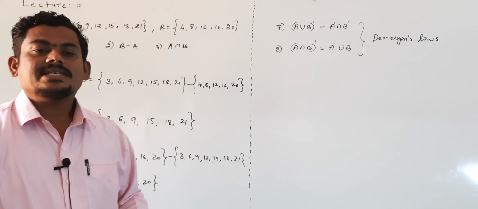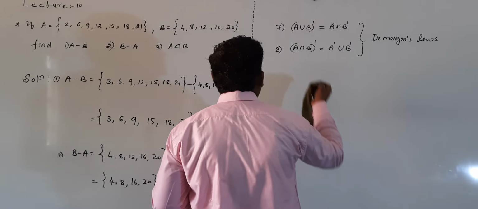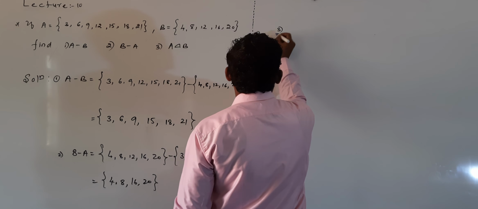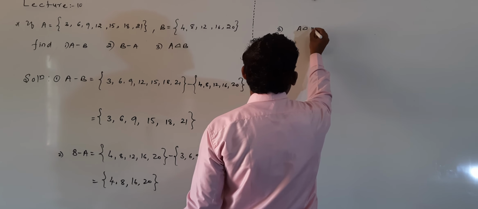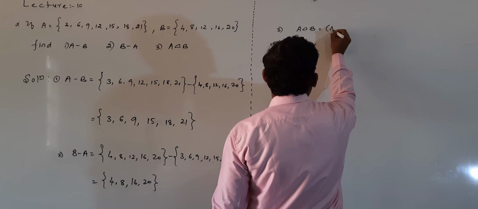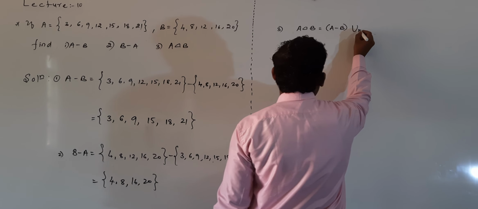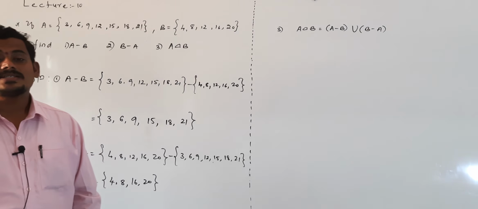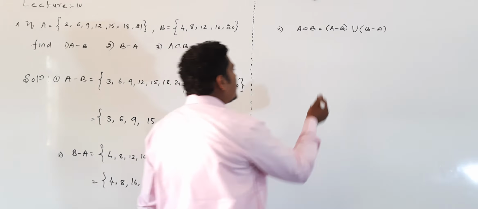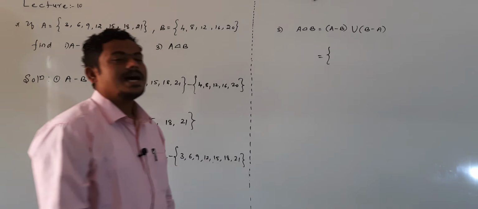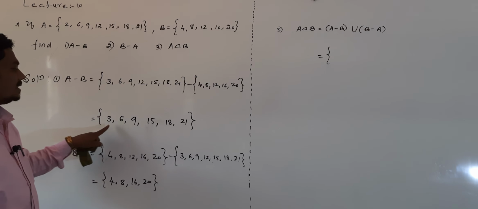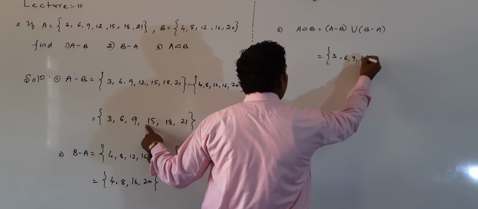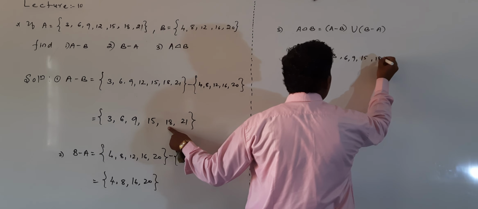Third one, we need to find the symmetric difference. By definition, what is the symmetric difference of A and B? The symmetric difference equals A minus B union B minus A. Already we have A minus B. What is our A minus B? That is 3, 6, 9, 15, 18, 21.